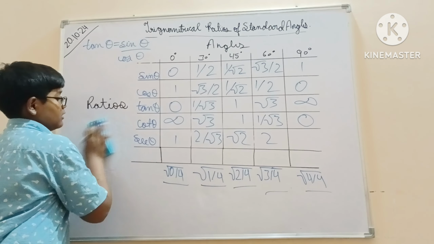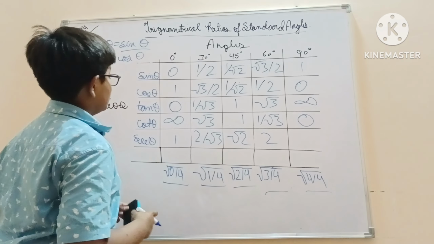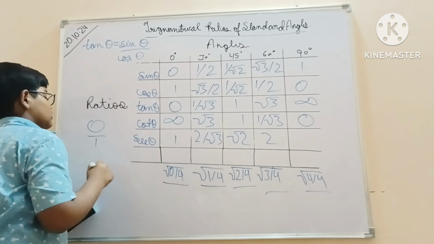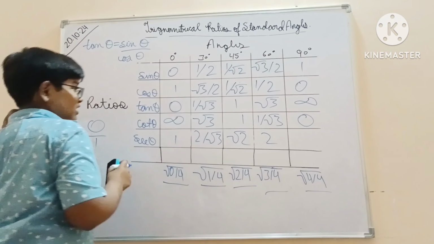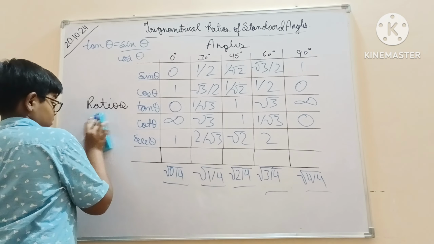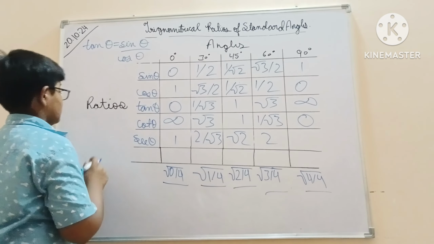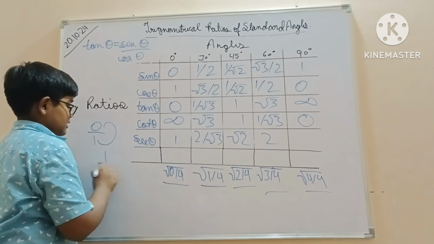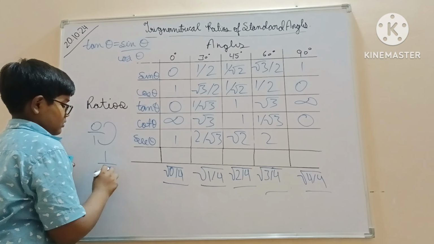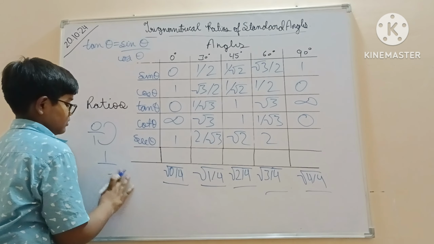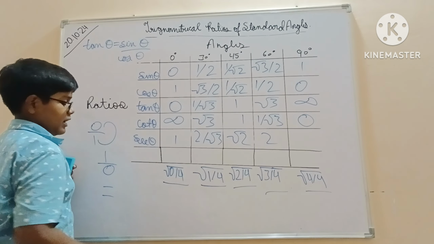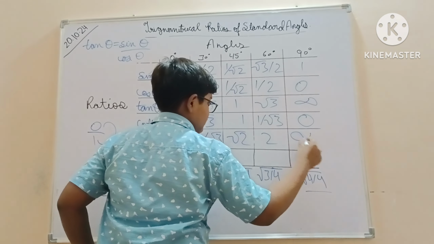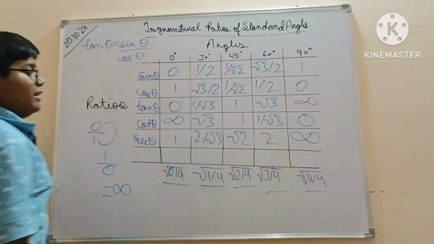Now we will find the value of sec 90 degree, in which cos theta is this. The value of cos theta is 0, which came from 0 divided by 1. So this fraction will be reciprocated, 1 divided by 0. If any number is divided by 0, it will become infinite or not defined. So sec 90 degree is infinite.